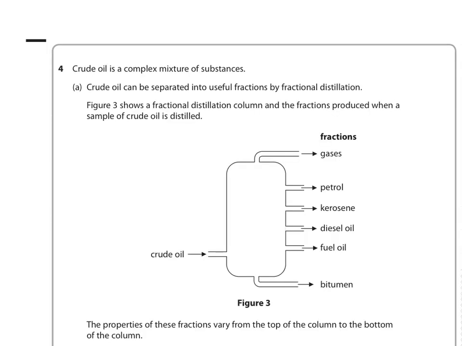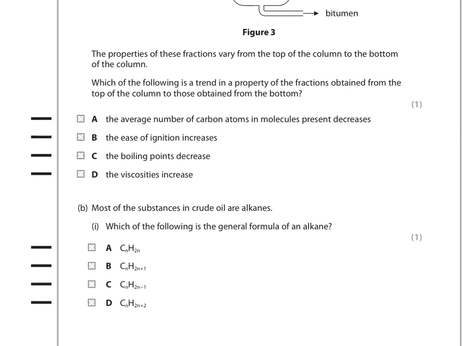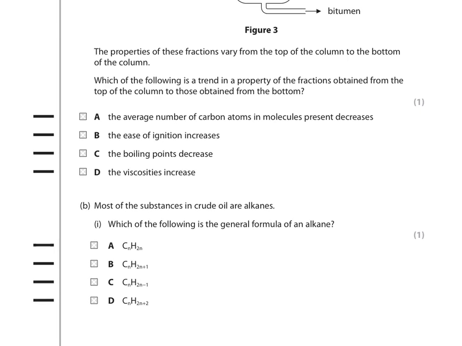Question number 4 is about crude oil. Crude oil is a complex mixture of substances. Crude oil can be separated into useful fractions by fractional distillation. Figure 3 shows a fractional distillation column and the fractions produced when a sample of crude oil is distilled. The properties of these fractions vary from the top of the column to the bottom of the column. Which of the following is the trend in the property of the fractions obtained from the top of the column to those obtained from the bottom?